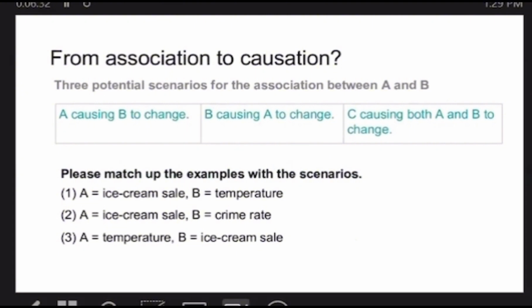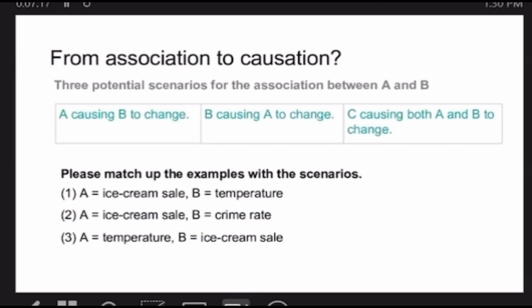And I present to you three potential scenarios for the association between A and B, and you want to match them up. If I want to match up, you take a look at number one, ice cream sales and temperature. Of course, that is glaring: at a very high temperature, there's going to be an increase in the sales of ice cream. So which means B causes A. So if you want to match, you're going to match number one to the one that says B causes A. Then when you take a look at number two, ice cream sales and crime rate.